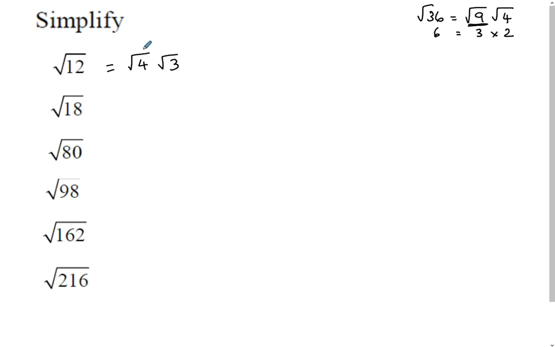So again, you're looking for factors. So surd 4 simplifies to 2. So then your answer is 2 surd 3. Isn't that quite fun?